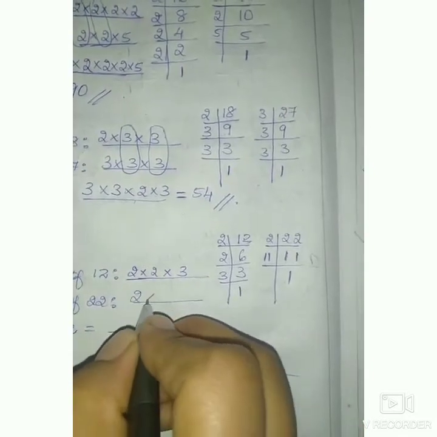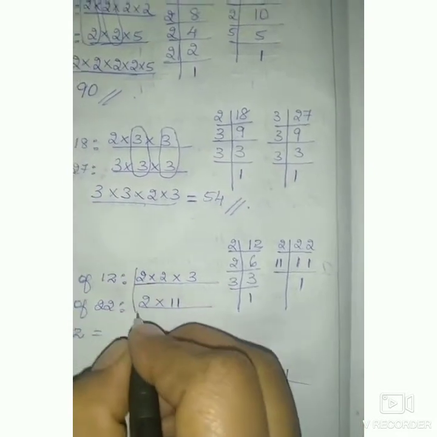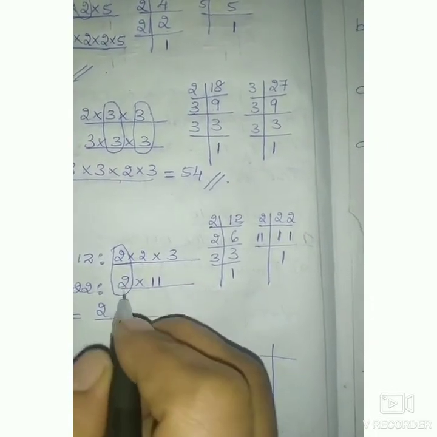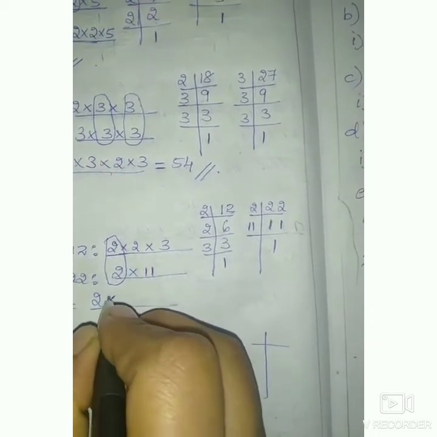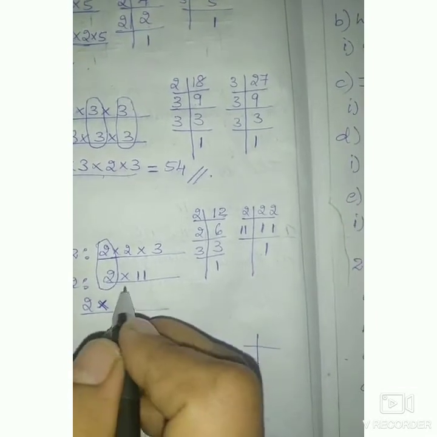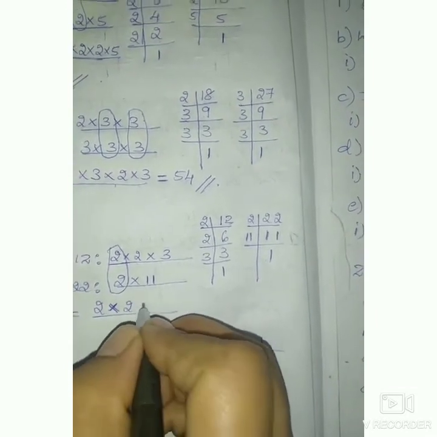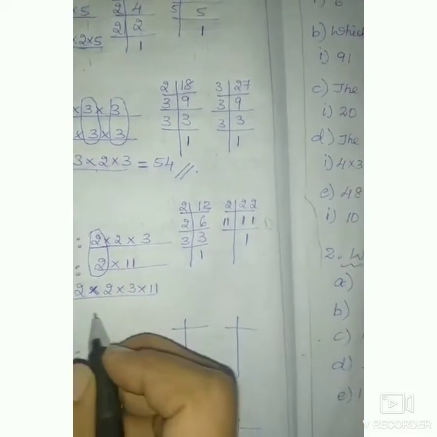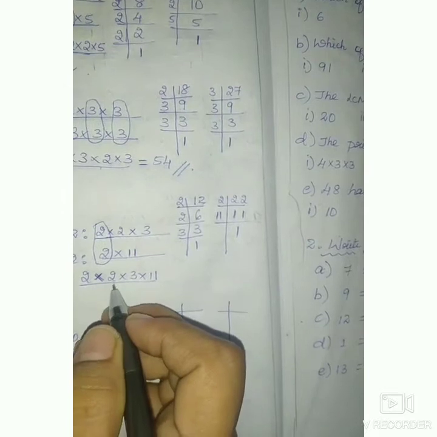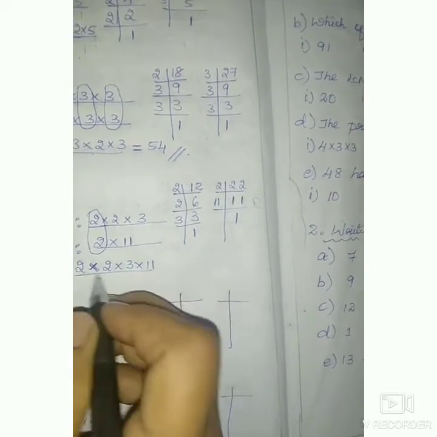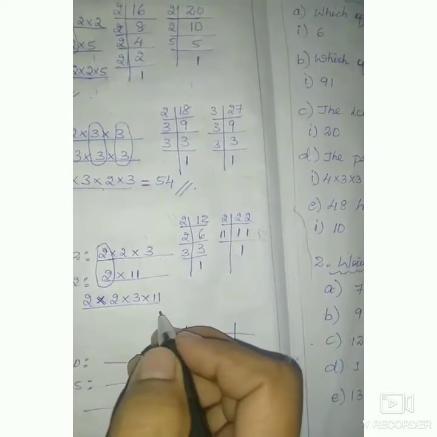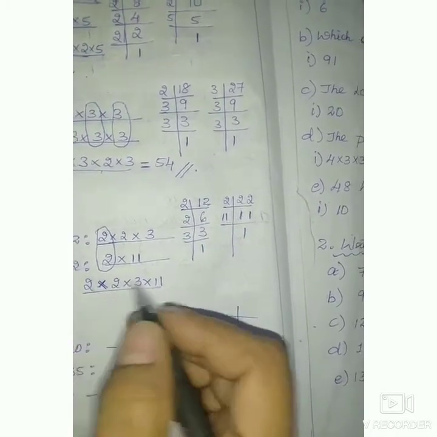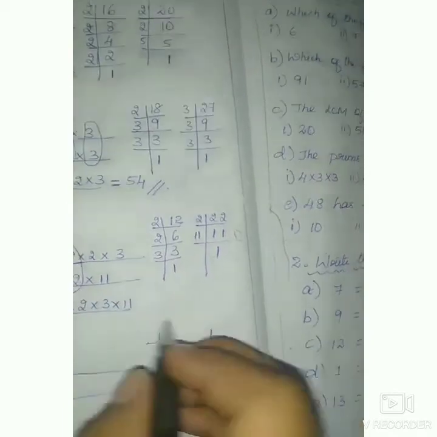So 2 into 11. So write first the common things, that is 2. Write only one time. Don't write double time. The common you have to write only one time. So next, the remaining numbers are multiplied by 2, multiplied by 3, multiplied by 11. 2 2s are 4. So you can multiply easily. 11 3s are 33. 33 2s are 66. 66 2s are 132.